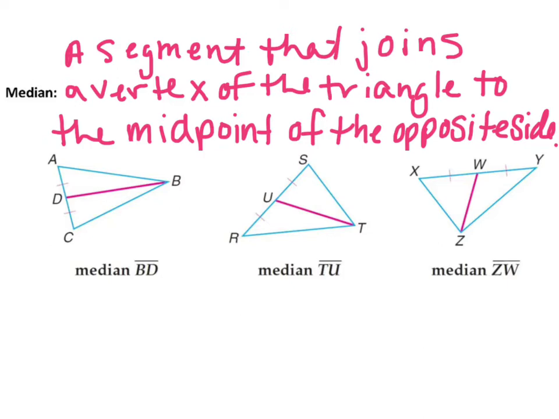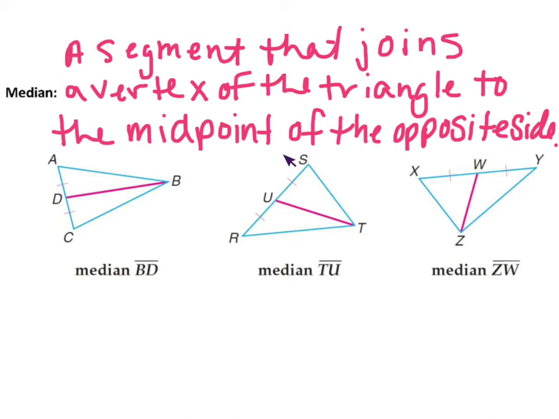These three examples here illustrate a median of a triangle. In this first triangle, ABC, segment BD is a median of this triangle because it connects one of the vertices to the midpoint of the opposite side. Remember, a midpoint is the point such that it breaks a segment up into two equal parts, as indicated by the same amount of slashes.